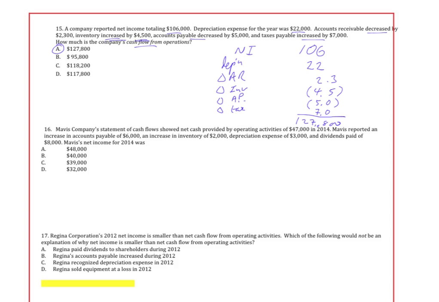Question 16. Mavis Company's statement of cash flows showed net cash flows provided by operating activities of 47,000. They had an increase in accounts payable, an increase in inventory, depreciation, and dividends paid. What was net income? This is like the earlier example, except now we're going backwards. Net income is X, and we made these adjustments and ended up with cash flow from operations, CFFO, of 47,000.